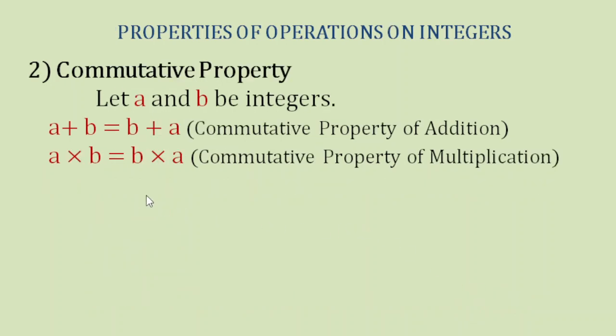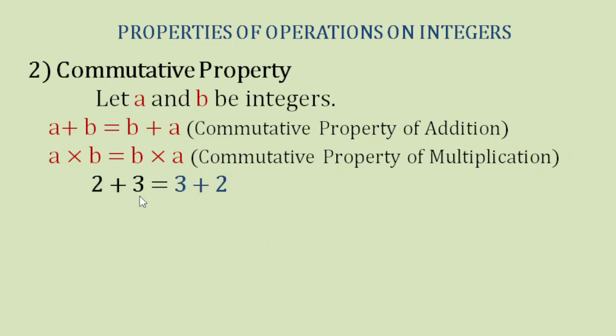Now let's talk about commutative property. If a and b are integers, then a plus b equals b plus a. And this is commutative property of addition. And a times b equals b times a. This is commutative property of multiplication. Now let us illustrate each.